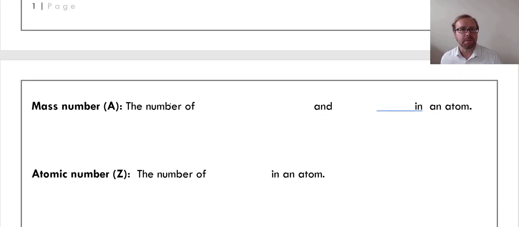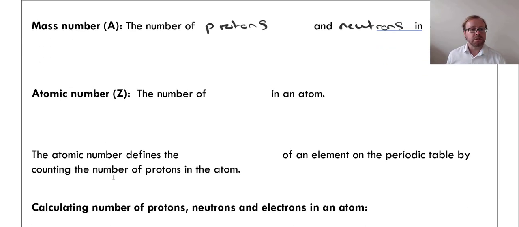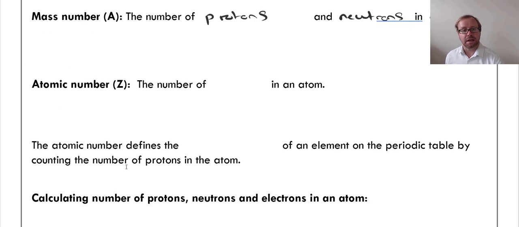So, mass number. Alright, so you have to know some definitions, yeah? So you have to memorize these, and you have to know them. So the mass number is the number of protons and neutrons in an atom. And we can also describe the atomic number as the number of protons in an atom.